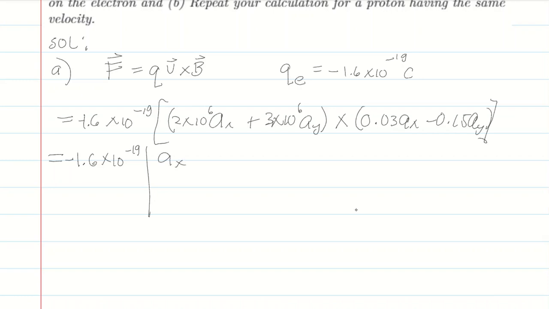Remember the matrix? So how do we use the matrix in solving a cross product? First, we take the directions. Then the first vector that we should write should be the first vector in the cross product. This is not the same: V cross B is not the same as B cross V. So we first write the velocity, 2 times 10 to the 6 in the x direction, then in the y direction it's 3 times 10 to the 6, and we don't have a z component, so this is just equal to 0. Next we write the vector B, or the magnetic field, which is 0.03 in the x direction and negative 0.15 in the y direction and 0 in the z direction.